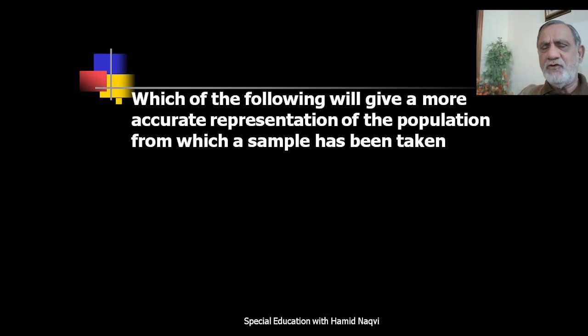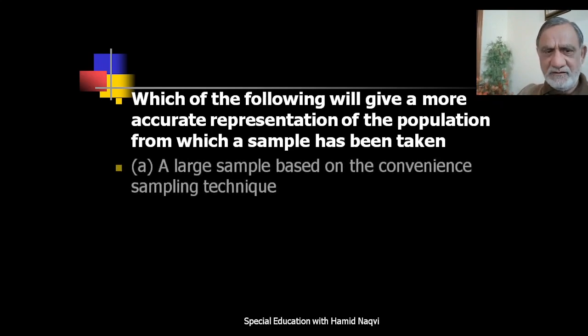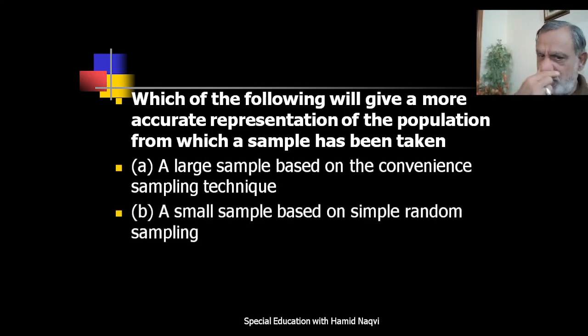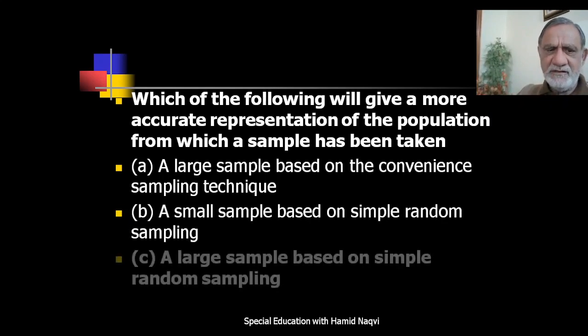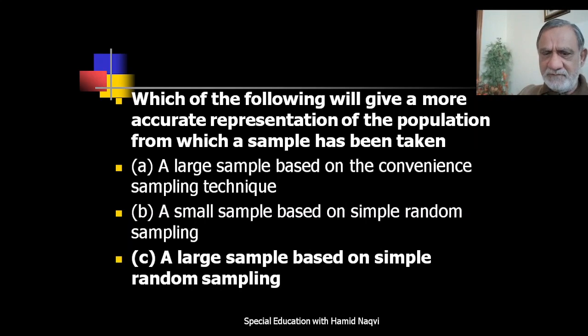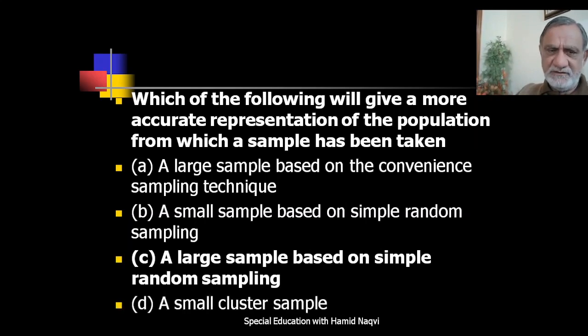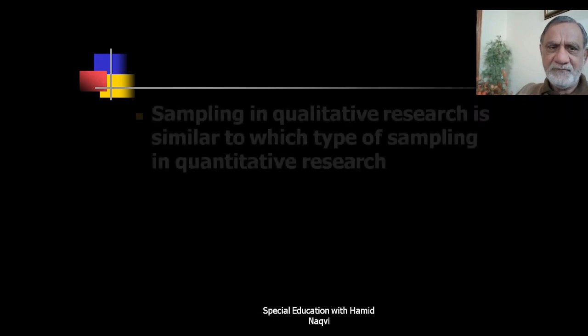Next, which of the following will give a more accurate representation of the population from which the sample has been taken? Number one, a large sample based on the convenience sampling technique. A small sample based on simple random sampling, a large sample based on simple random sampling, or a small cluster sample. Correct one is C, that is a large sample based on simple random sampling.